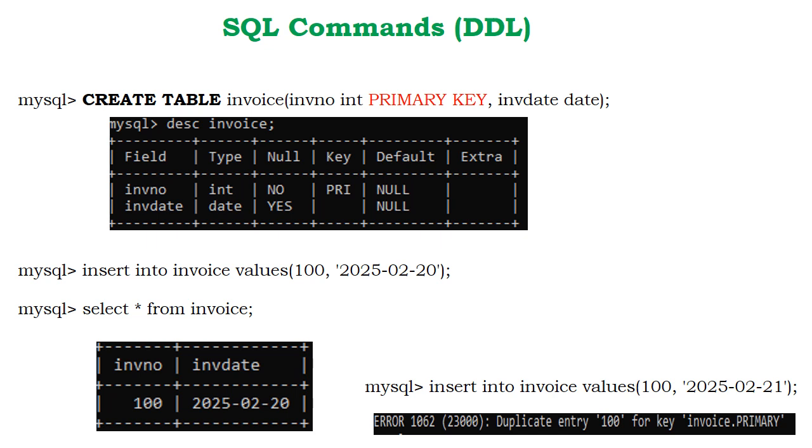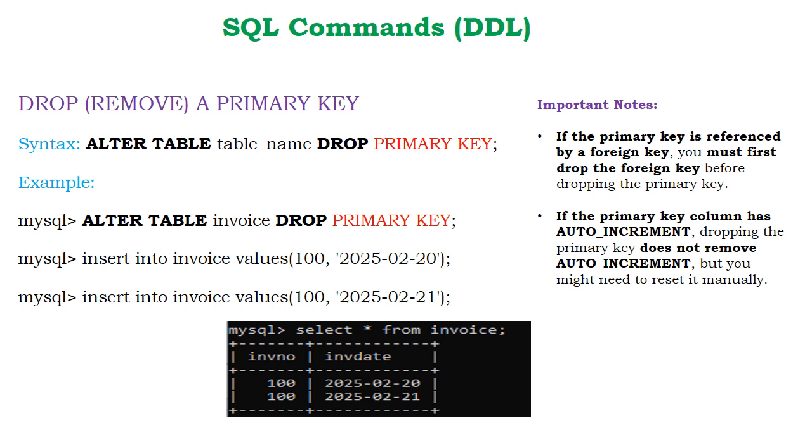While inserting the record, it will accept. The second time, if you are inserting the same data, it will show an error because it does not allow any duplicate value. If you want to remove the primary key, then you can do it using the alter command. For example, alter table invoice drop primary key. In that case, the column becomes a normal column. It will allow duplicate values.